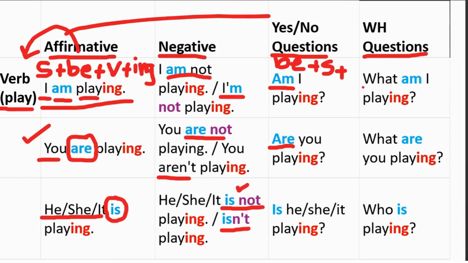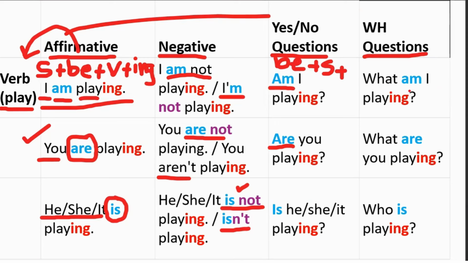Remember, WH questions are the questions for which the response cannot be simply yes or no. You have to give some kind of information. For example, if I ask you a question, what am I playing? You can't say yes or no. You have to tell. Maybe you can say, I'm playing soccer.